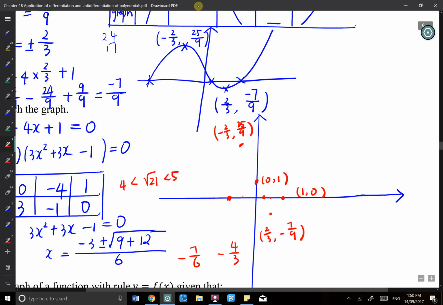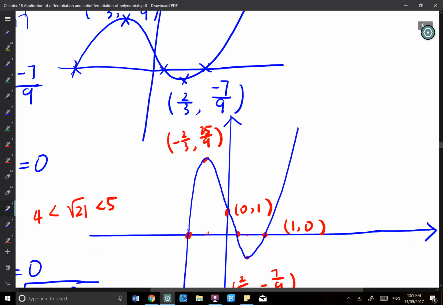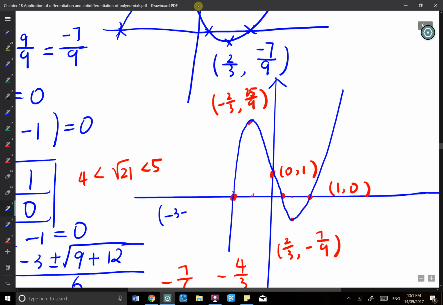So the shape of the graph is roughly like that. It will be pretty much the same as the top. So that value is negative 3 minus root 21 over 6, 0, and that one is negative 3 plus root 21 over 6, 0.